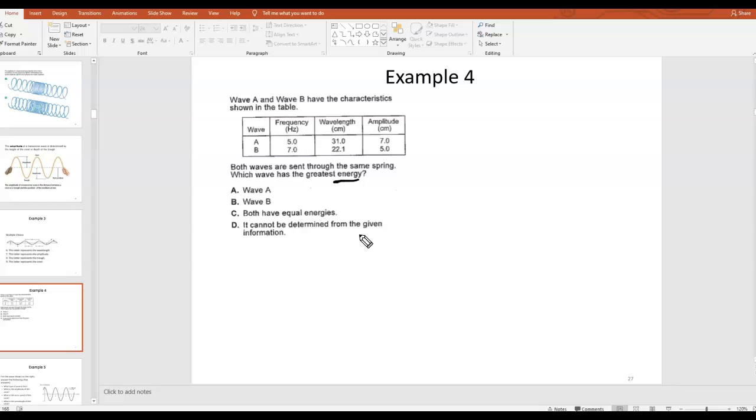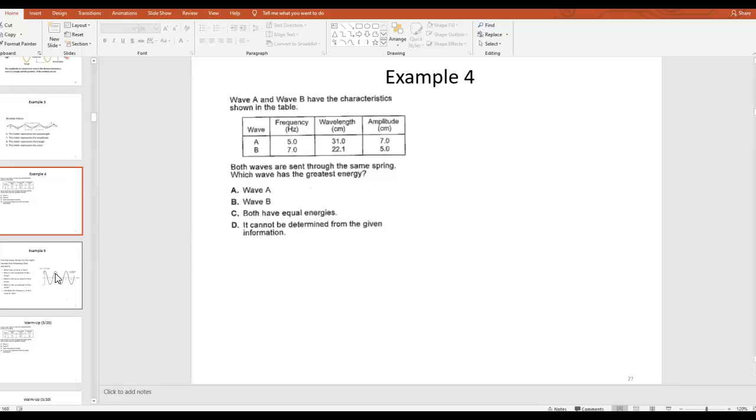Okay, so remember we talked about this a few slides back, but what affects the energy of a wave is the amplitude. Okay, and that is the only factor that affects the energy stored in a wave. And so this is very simple. Whichever wave has the greater amplitude, which is wave A, has the greatest energy. Okay, so the answer there is A. Okay, pause it there if you need to.